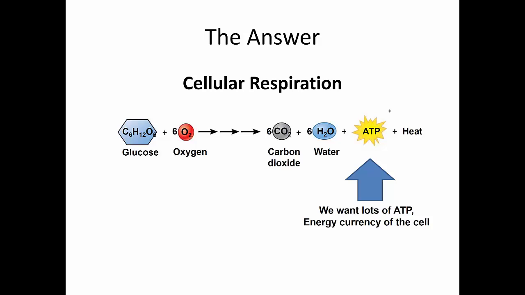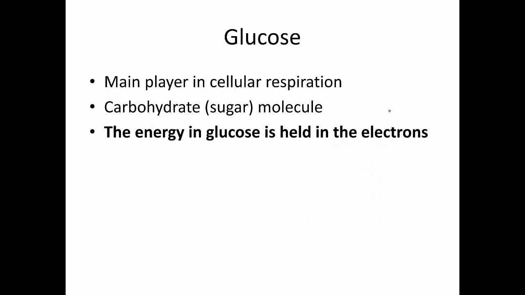And again, another reminder, we want lots of ATP since that's the energy currency of the cell. As we saw in the previous figure, glucose is one of the major reactants of cellular respiration, along with oxygen. Glucose, as it says on the slide, is the main player in cellular respiration. Glucose, as you probably know, is a carbohydrate, so it's a sugar molecule. And a very important note is that the energy found in glucose is held in the electrons.